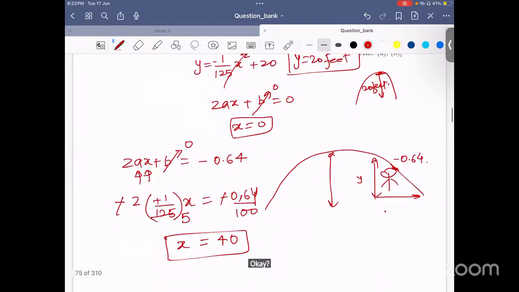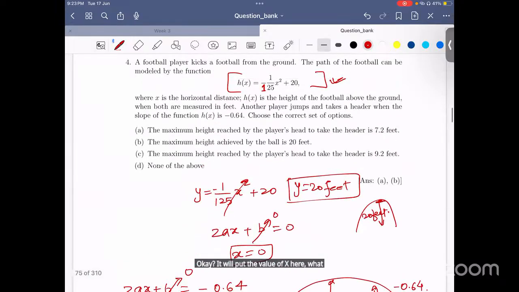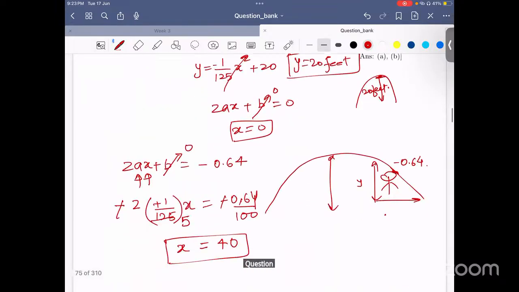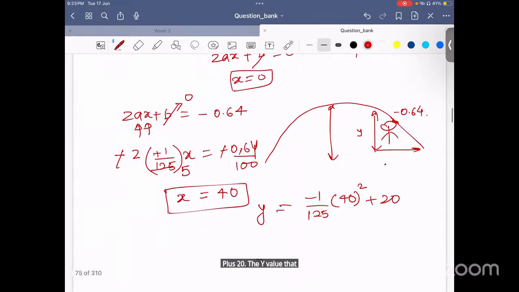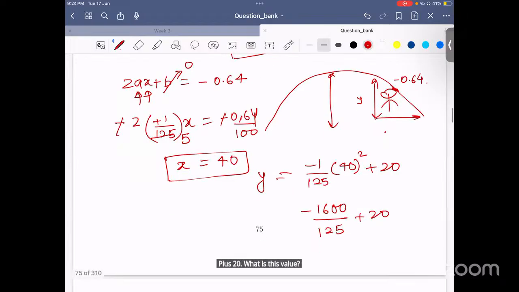If we put the value of x here, what was the equation of the parabola? That was minus 1 upon 125 x square plus 20. So you'll have to do 40 whole square. The y value that you'll be getting will tell you the maximum height. So you'll be getting minus 1600 upon 125 plus 20. What is this value? 7.2.